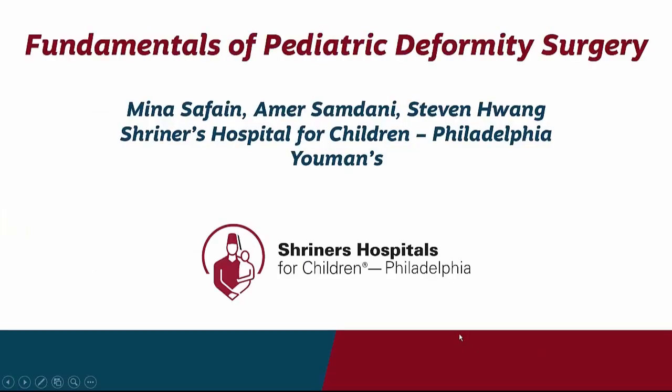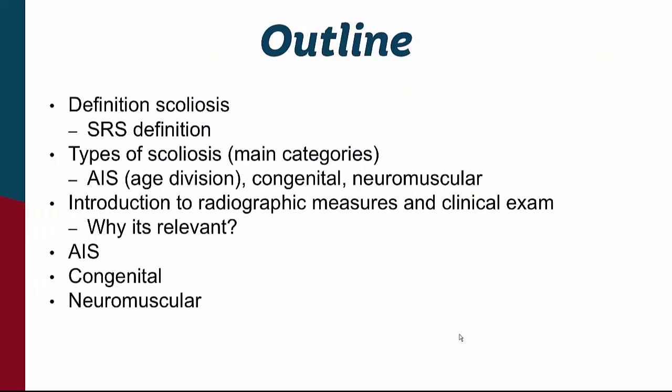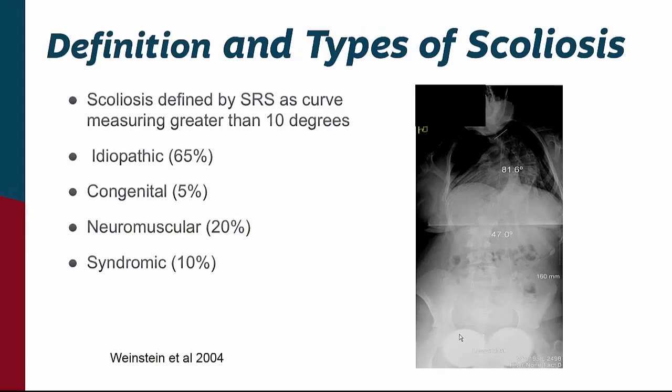Hello, my name is Stephen Huang, and today I'm going to talk about the fundamentals of pediatric spinal deformity. As an outline, we'll go over the Scoliosis Research Society definition of scoliosis, then talk about the 3 main categories: AIS, adolescent idiopathic scoliosis, as well as congenital and neuromuscular subtypes. We'll also go over radiographic findings, as well as clinical exam features of each of these patients, and then talk in more detail of each of the subtypes and what the pathology, etiology, and surgical interventions entail.